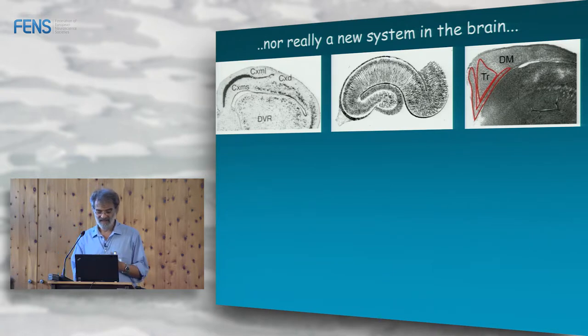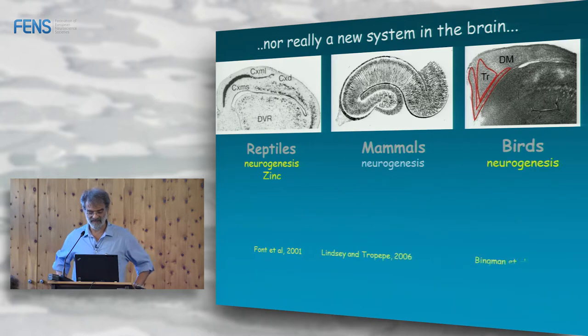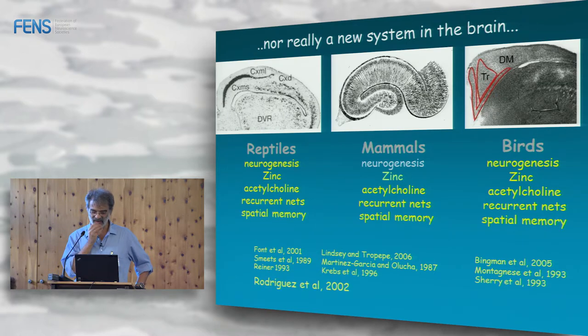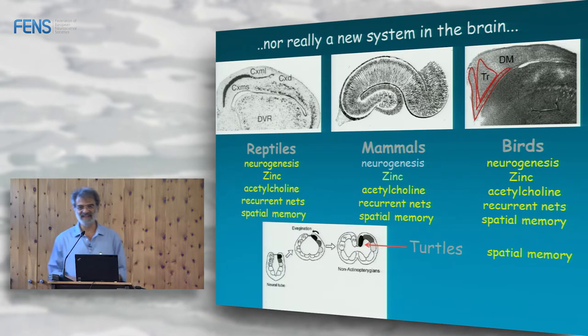And also at the system level, this medial pallium, which has different internal circuitry, at the system level shares many of the same features. It shows neurogenesis, if anything reduced in mammals. It shows the presence of zinc, acetylcholine, recurrent networks, and, as we said, spatial memory. In particular, with regard to spatial memory, there is this Spanish group of Rodriguez et al. that have shown with very elegant experiments, the analog of the Morris water maze, that if you lesion the medial pallium in a turtle, you have a deficit in finding the escape out of a pool, similar to a water maze, in a kind of replication in reptiles of a classical hippocampal-dependent task.